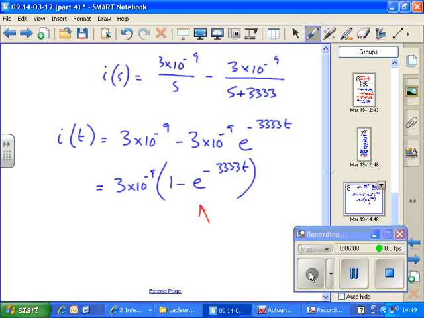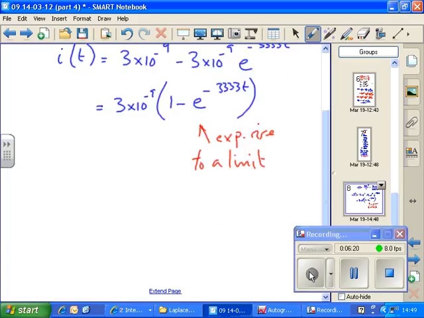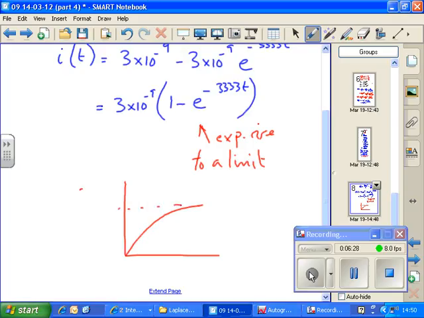again we get this familiar exponential rise to a limit. We should be able to predict what that will look like on Autograph. We'll get the exponential rise to a limit, and the limit is going to be 3 times 10 to the minus 9 amps. If we plot it on Autograph, you should be able to find out roughly how long it will take this circuit to settle down to its steady state. And this large value for the constant in here, 3,333, means it will probably do that reasonably quickly.